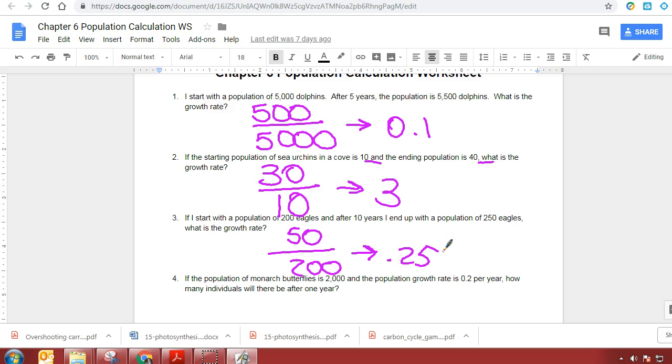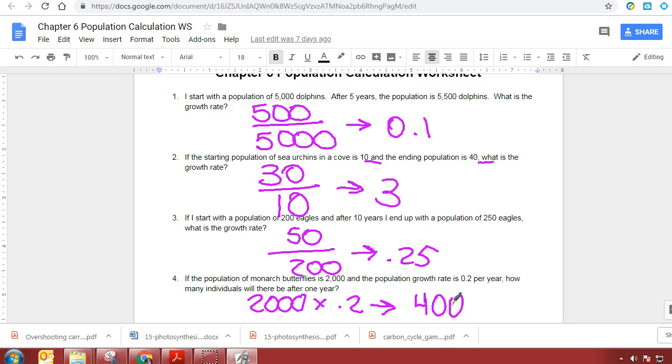If the population of monarch butterflies is 2,000 and the growth rate is 0.2 per year, how many individuals will there be after 1 year? What do I need to do here? Yeah, 2,000 times 0.2. So if you do 2,000 times 0.2, what do you end up getting? Times 0.1 is going to be 200, so we're going to end up getting 400.